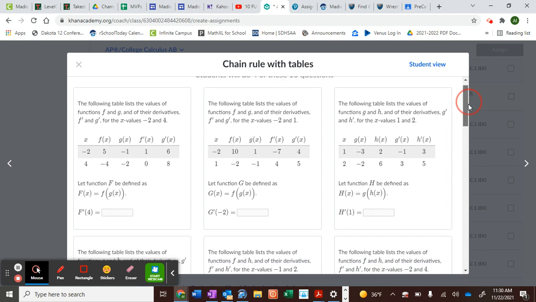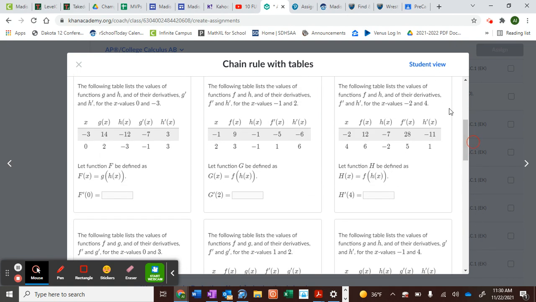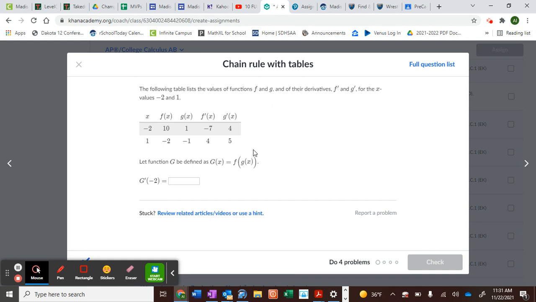Okay, chain rule of tables. It's this one right here. No. Well, it doesn't matter. Let's just go here and see what problem they throw at us. Okay, let's look at this one.